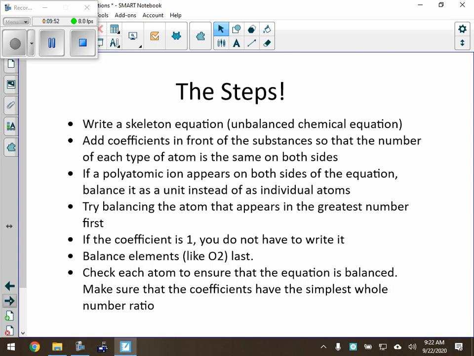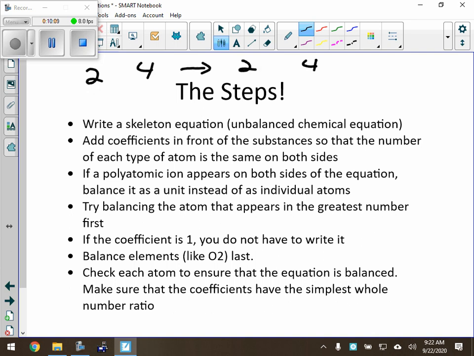It says balance elements like oxygen last. That's usually a good indication. Check each atom to make sure it's balanced, and also make sure you have the simplest whole number ratio. So for example, let's say you're balancing and it's all good, and you end up with 2, 4, and then 2, 4 over here. As far as the coefficients, the numbers in front of the compounds, you need to reduce it down. Okay, because that sometimes happens.